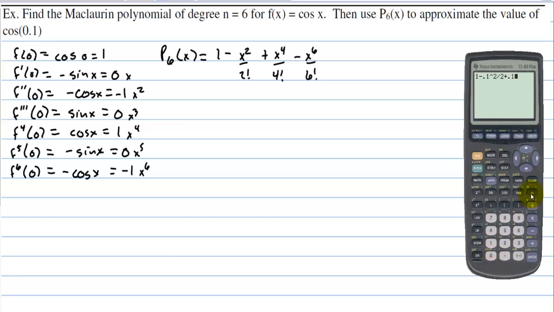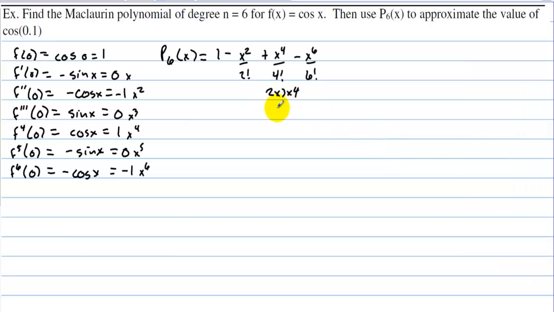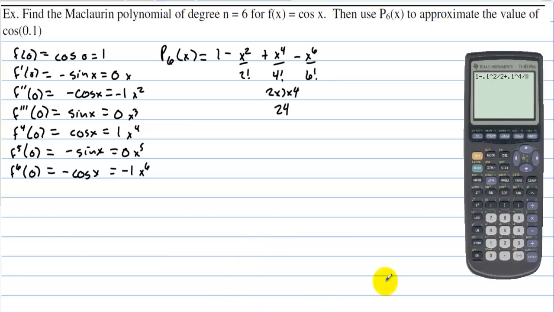Plus 0.1 to the fourth divided by 4 factorial. That's 2 times 3 times 4, that's 6 times 4. We're going to divide by 24. And then we have minus 0.1 to the 6th power, and we need to divide that by 720. And we get a value of 0.995. Let's find out what the cosine of 0.1 actually is. Cosine of 0.1 is 0.995. As a matter of fact, it's accurate to a lot of decimal places.